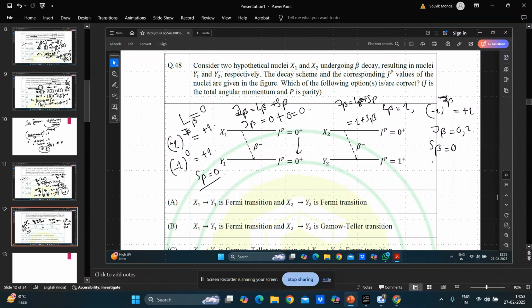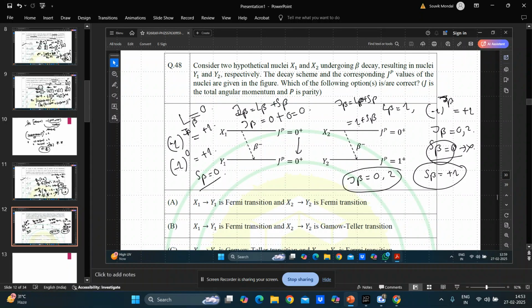Now if you choose S beta equal to 0, your J beta will be 1, right, 1 plus 0 is equal to 1. The only possible value of J beta is 1. Then minus 1 to the power 1 will be minus 1, not plus 1. So S beta can't be 0 for this case. Now if you choose S beta equal to 1, what is the value of J beta? J beta is 1 minus 1, that is 0, and 1 plus 1, that is 2. So these are the two possible values of J beta.